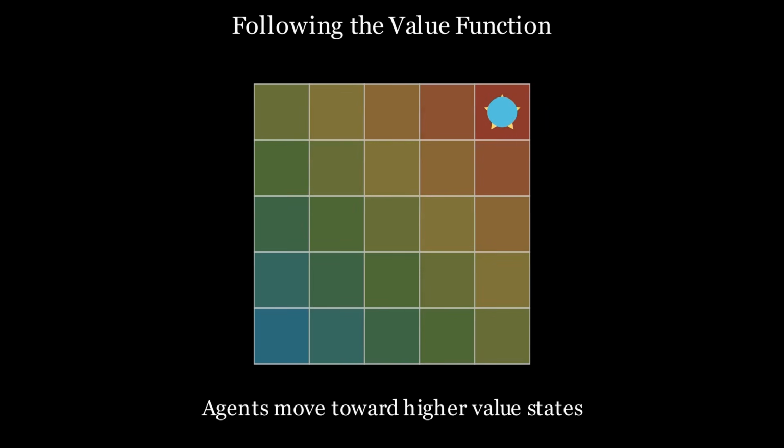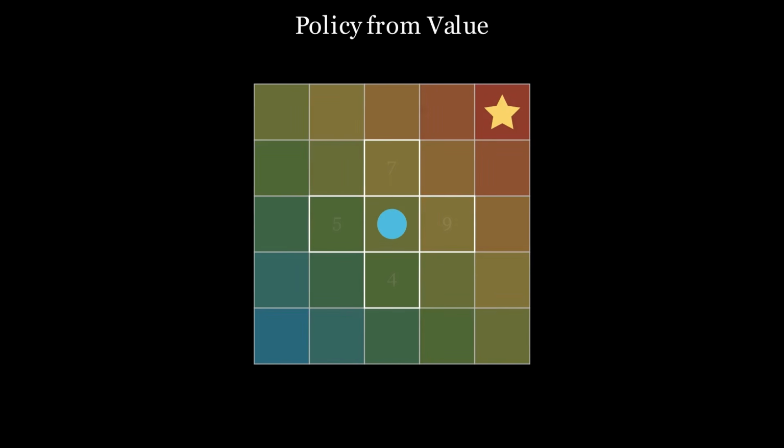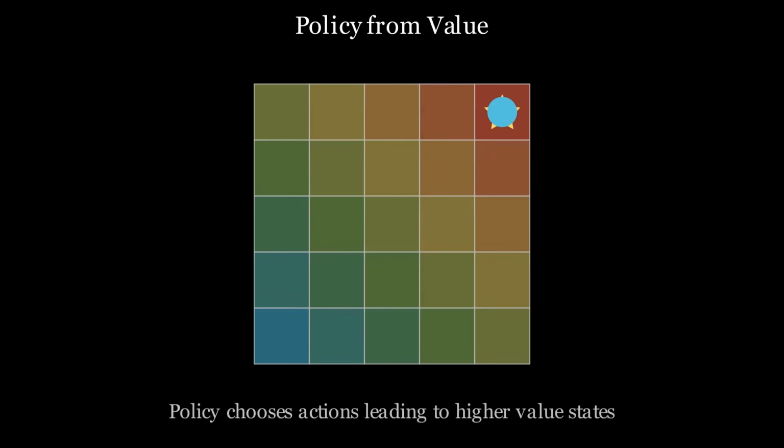So if we have the value function, we can build a policy from it. The agent looks at each neighbor's value. 7, 9, 5, 4. 9 is the highest. So the policy says, go right. This is how value functions and policies connect. The value tells you where to go. The policy is the rule that follows. The policy simply chooses actions that lead to higher value states.